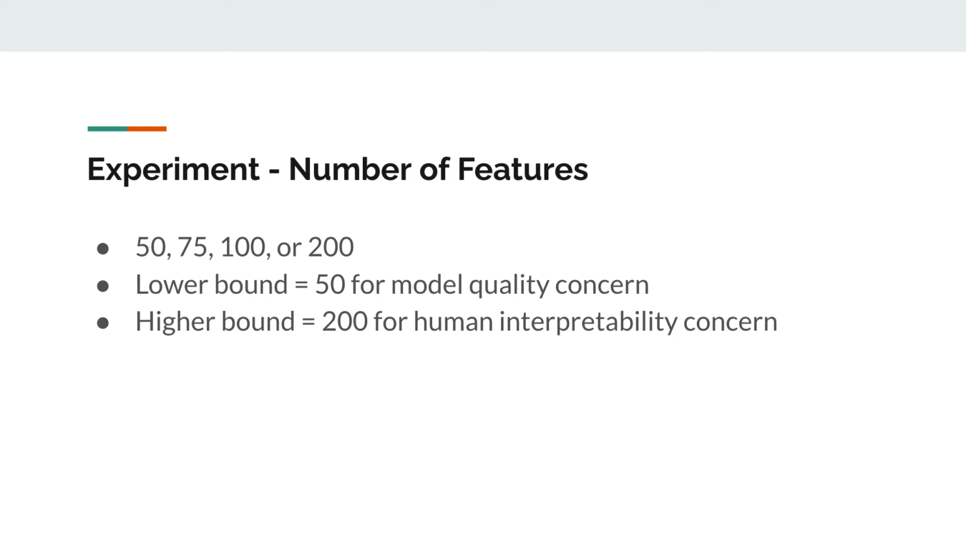The paper chose 4 different numbers of features for testing. This means each feature ranker will be used to generate 50, 75, 100, or 200 top-ranking features for analysis. There are good reasons for setting the bounds of the feature size. The lower bound is set to 50 because previous research has shown that this is the lowest number of features necessary to construct a meaningful classification model. The higher bound is set to 200 because previous research has found that people just cannot interpret the result of classification if there are more than 200 features to reason with.